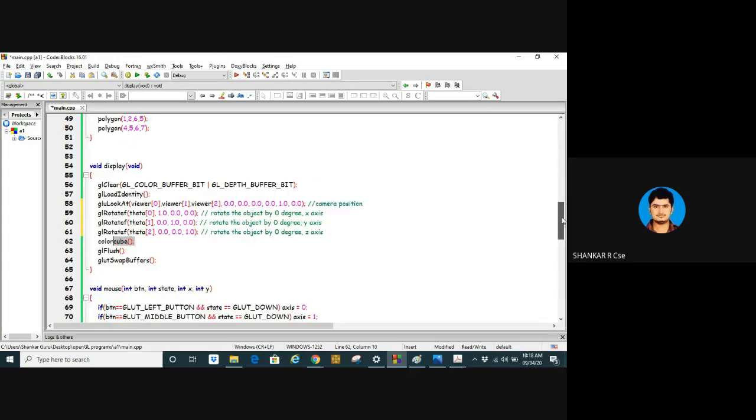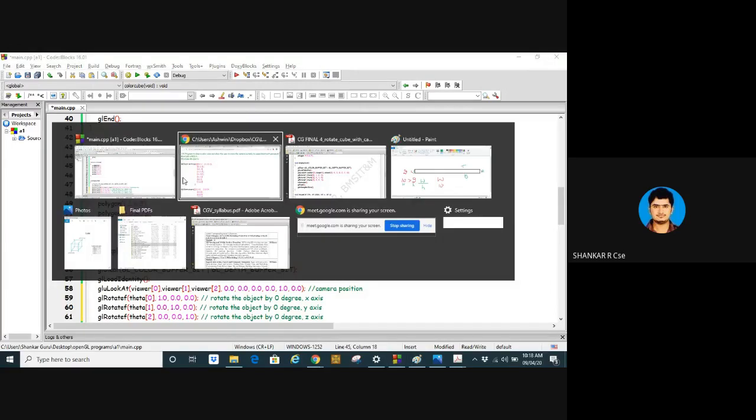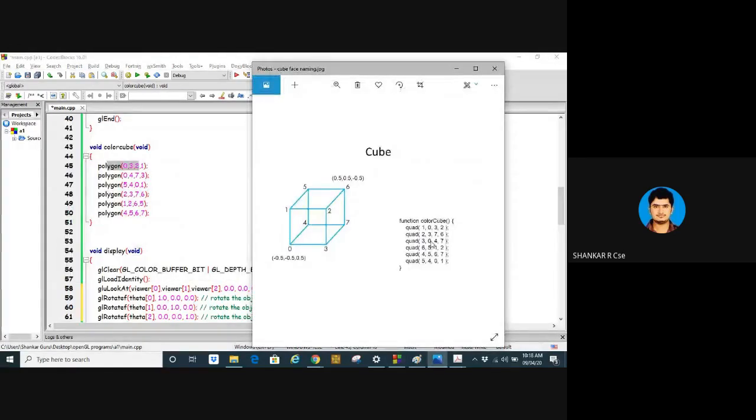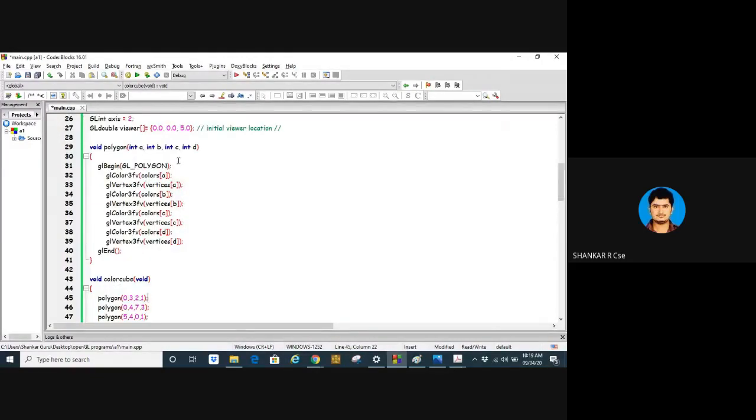Color cube means go here, call polygon 0, 3, 2, 1. We have discussed this extensively. Yeah, here 0, 3, 2, 1. This is the face which I see. That's the reason I have, please don't write 0, 1, 2, 3. That means that particular face will not be visible. So 0, 3, 2, 1. So polygon function, you will go to polygon. So this gets called as 0, 3, 2, 1.